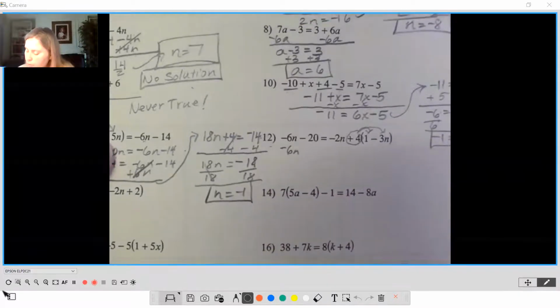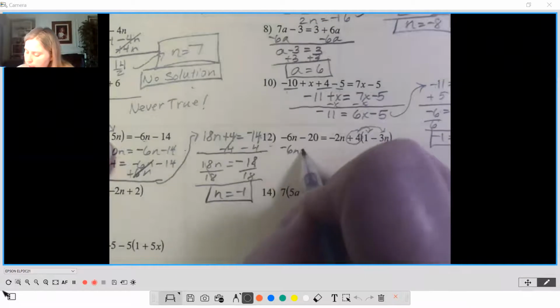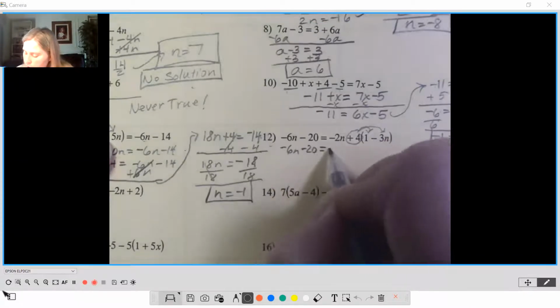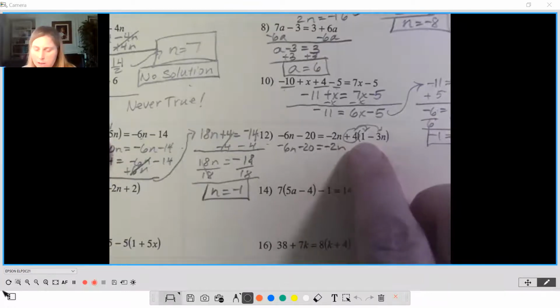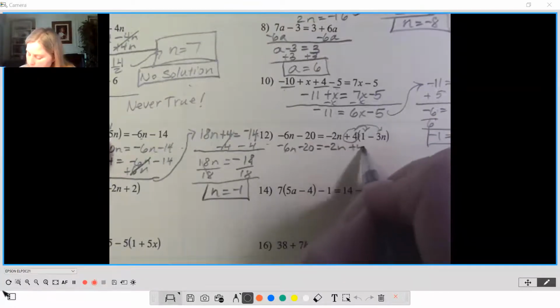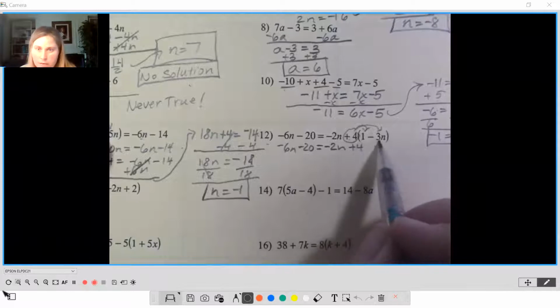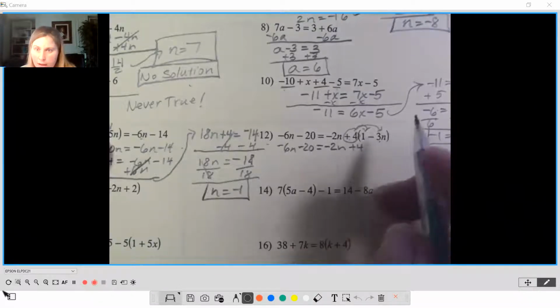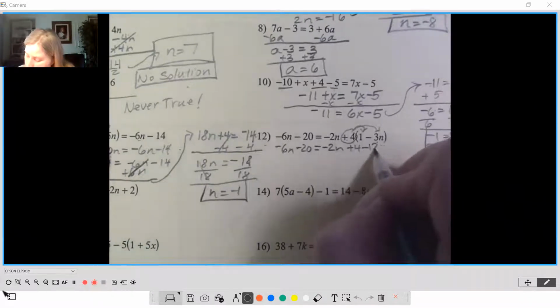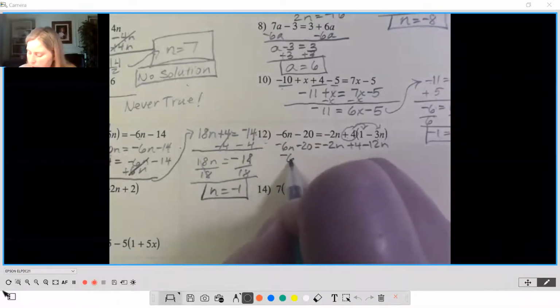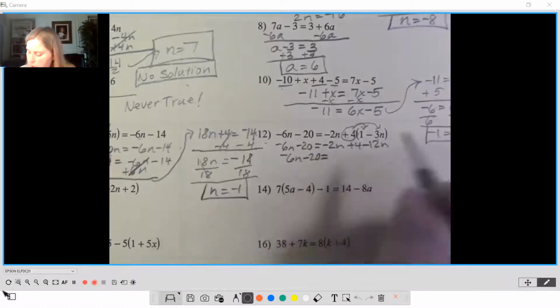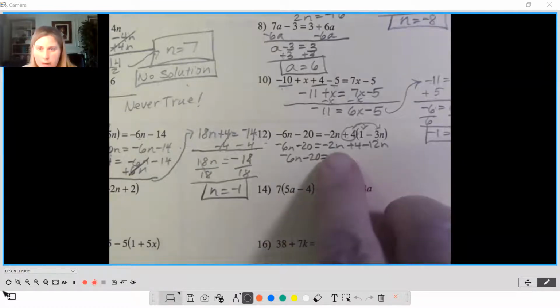Okay, so I'm going to bring down the negative 6n minus 20 equals negative 2n. Then I'll distribute the 4. 4 times 1 is 4, so plus 4. And then 4 times negative 3n is negative 12n. Okay, the left side is fine. I'm just going to leave that, bring it down. Bring down the equals. The right-hand side, I need to combine like terms.